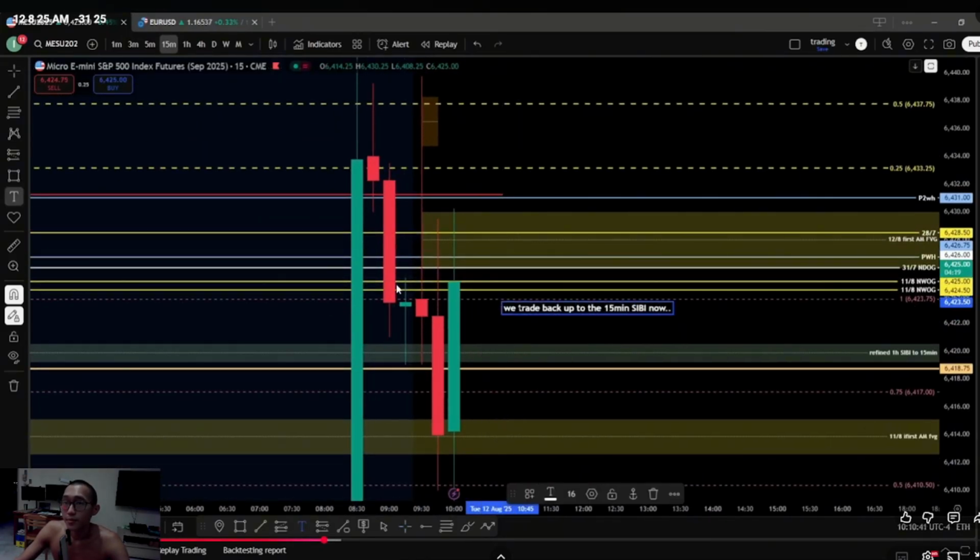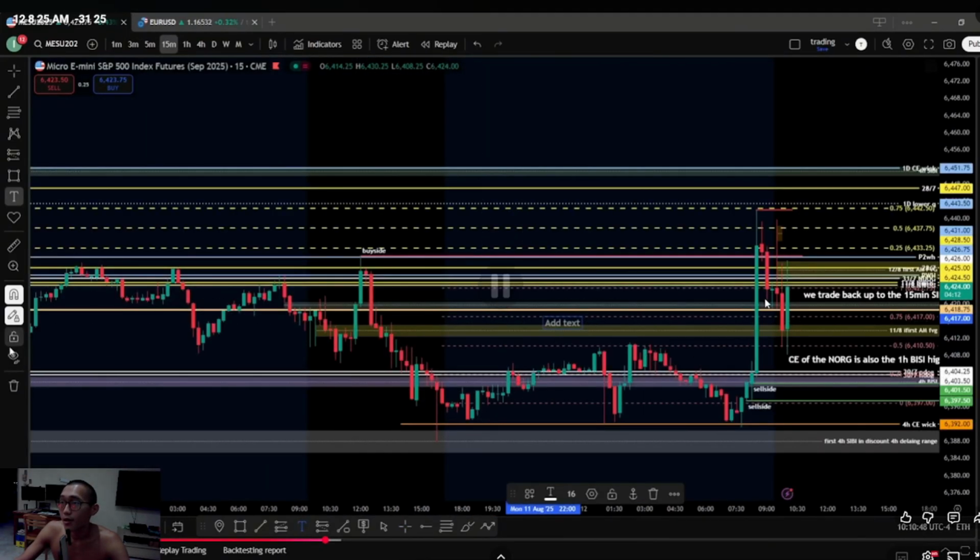Okay, right now this is the 15-minute chart. We came down all the way to fill up a big fair value gap here. Okay, and right now we are coming back up. So look at this wick here. Here we have a wick, right? We want to see the CE of this wick. I want to measure this, measure the midpoint of it.